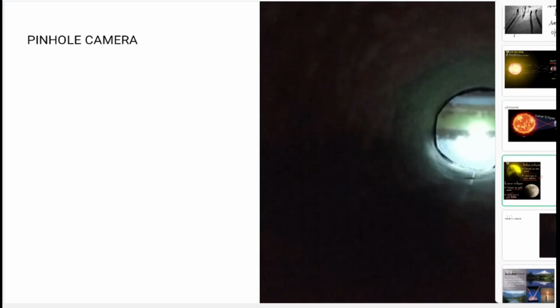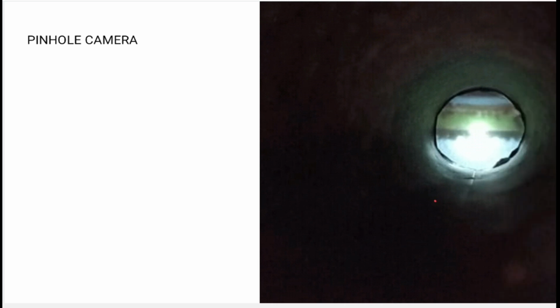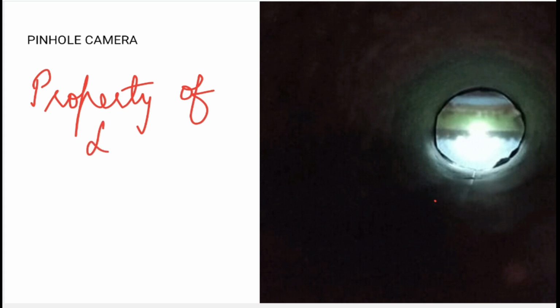Next we have the pinhole camera. The pinhole camera is really an interesting device which helps us to know about a property of light. Students, which property of light? Rectilinear propagation of light. So with this device we can study the rectilinear propagation of light.